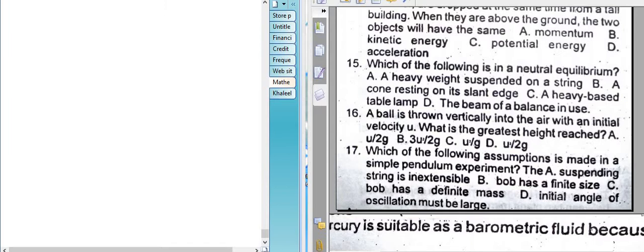Which of the following assumptions is made in a simple pendulum experiment? A, suspending string is inextensible. B, bob has a finite size. C, bob has a definite mass. D, initial angle of the oscillation must be large. The correct option here is A, because the string must be massless and inextensible. This is a correct assumption of the simple pendulum experiment. The others are not valid.